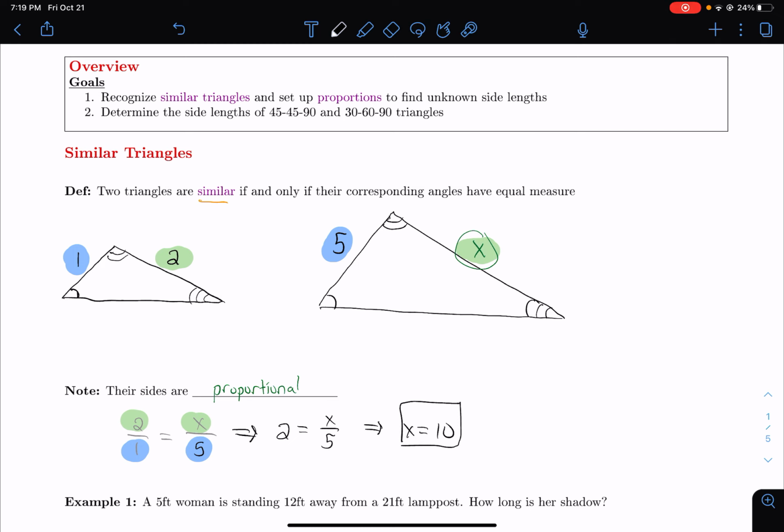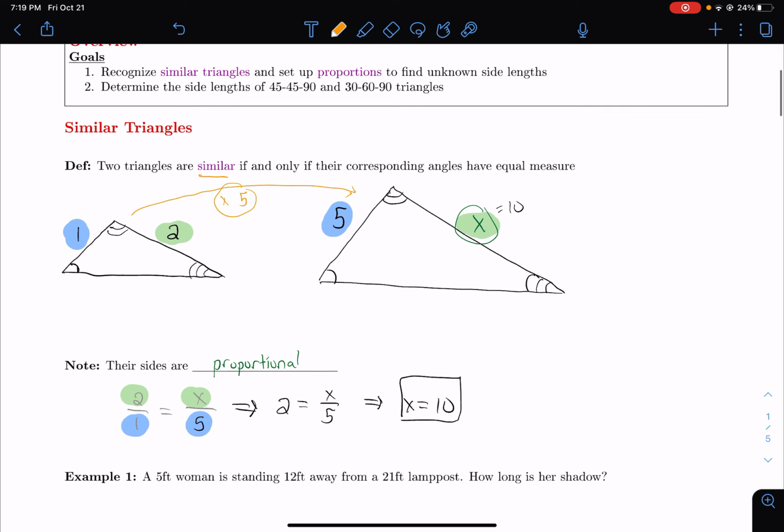One thing to notice is, if this is 10, everything in this bigger triangle, all of these side lengths, are just getting multiplied by 5. The 1 got multiplied by 5, and the 2 got multiplied by 5. That's going to be the case in similar triangles. All of the lengths of the bigger triangle will be the lengths of the smaller triangle, but all multiplied by some constant. It doesn't always have to be 5, but it'll be some constant.